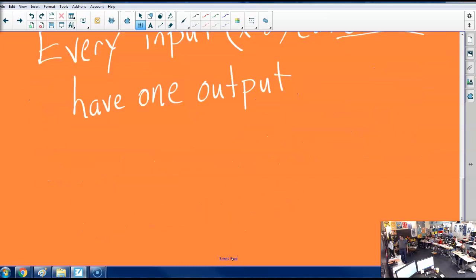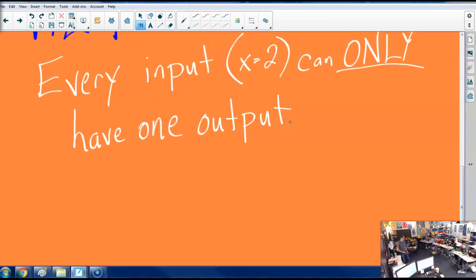What would be the equation for the parabola here? x equals y squared.